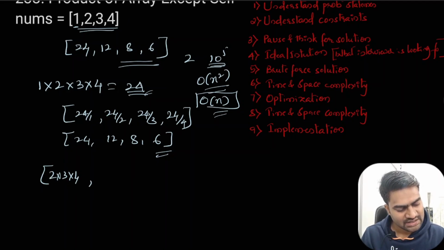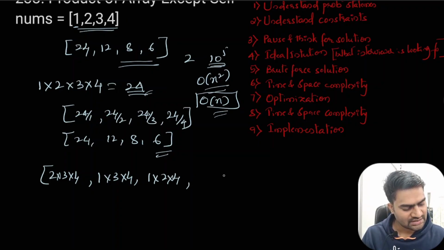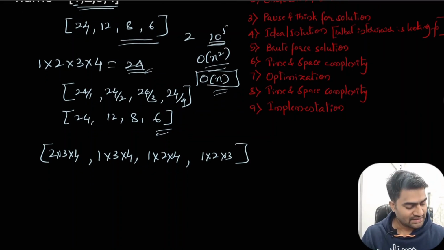Next, for the second number, I will leave this particular number and consider the remaining numbers, that is 1 into 3 into 4. For the next number, I will leave that and consider the remaining numbers, so it will be 1 into 2 into 4. Then for the last number, it will be 1 into 2 into 3. So this is how we can come up with the answer array.